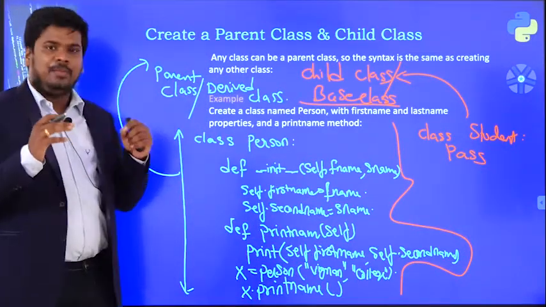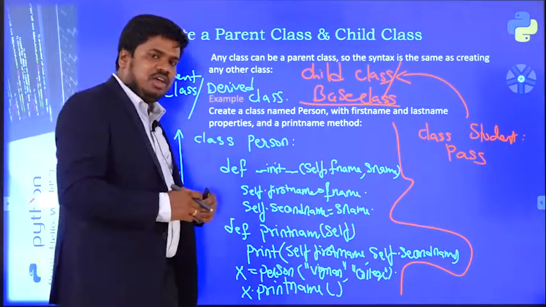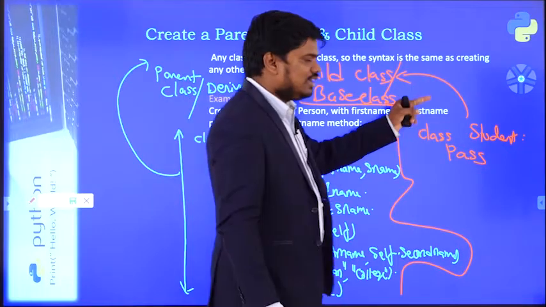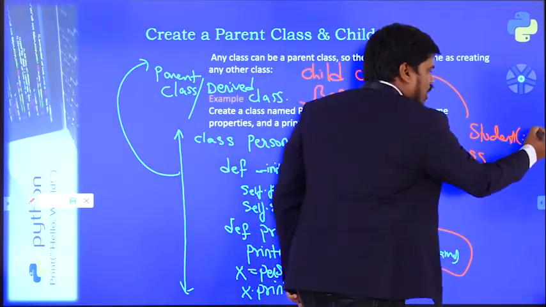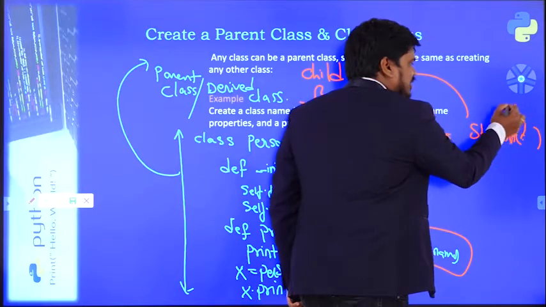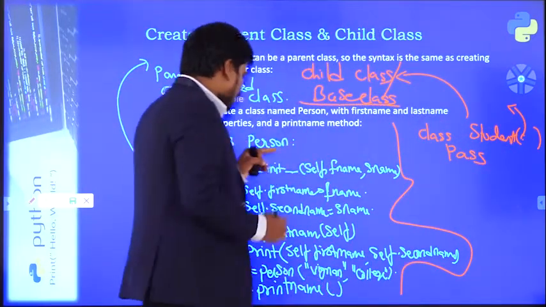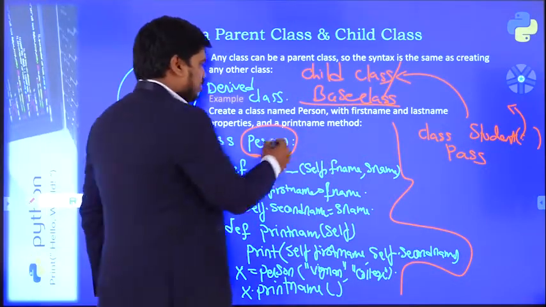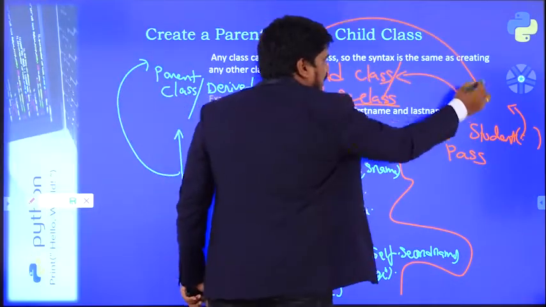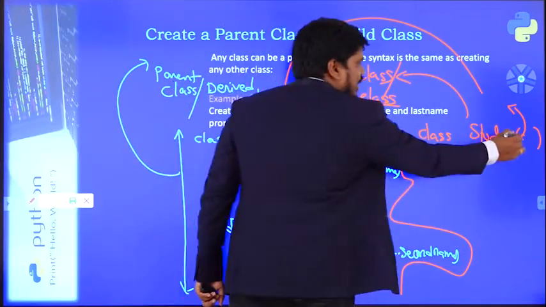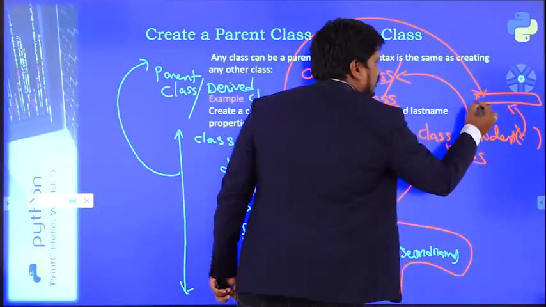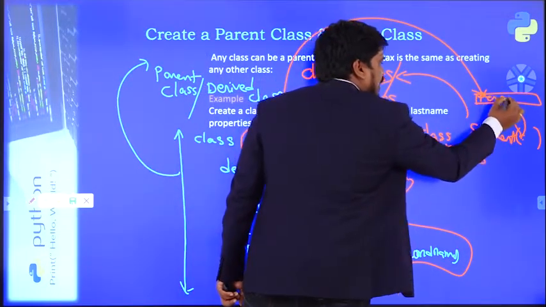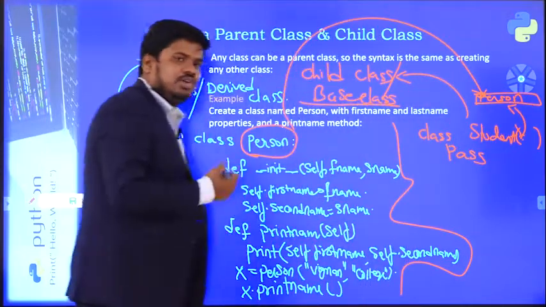So the very important thing you have to remember here is, whenever you want to work with inheritance, this is my child class. Here inside the parentheses, you have to write down the class name of a parent. The class name of the parent here is Person. So inside here I have to write the name of my parent class, Person.